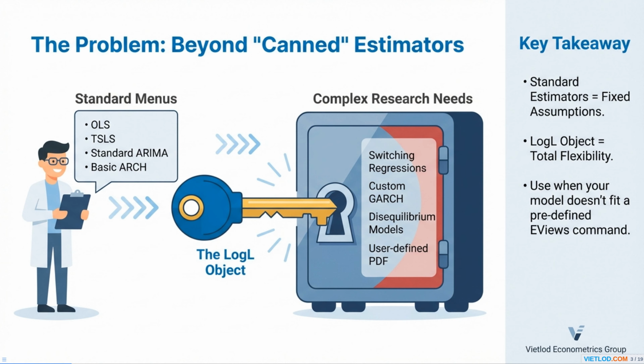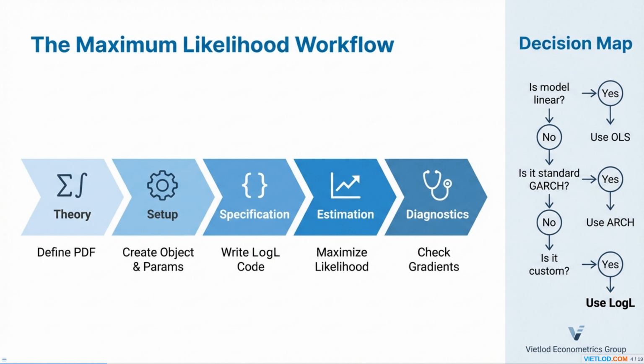Standard estimators like OLS, ordinary least squares, or standard ARIMA, Autoregressive Integrated Moving Average models, operate under a fixed set of assumptions. The LogL object provides total flexibility, acting as a key to unlock estimation for complex research needs that don't fit standard tools. You should use the LogL object whenever your model's specification doesn't match a predefined command in Eviews.